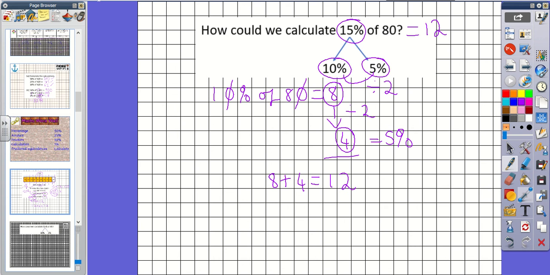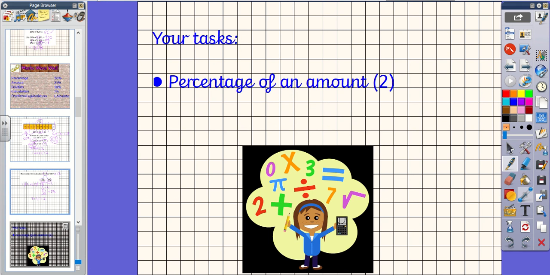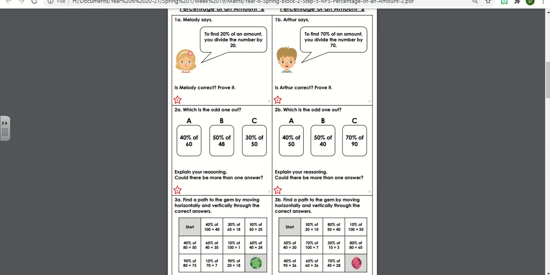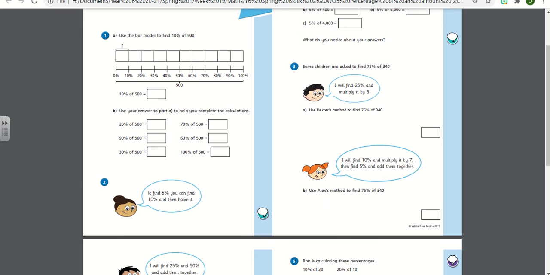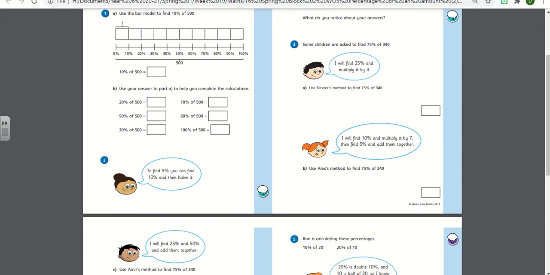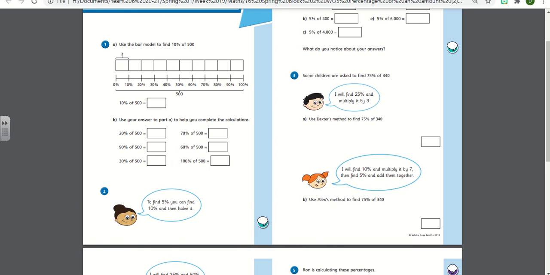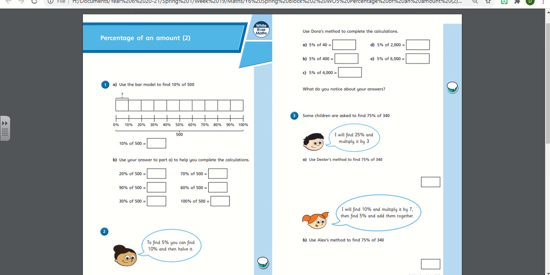Okay, I have used my knowledge of my 10%, and then I have also found out that 5% is half of 10% and used that to work out my answer. So today you are going to be answering different questions based on different percentages, okay? If you know how to work out 10%, you will be able to work out 20% or 90%, for example, all right? We also know now that 5% is half of 10%. So you can find out 10% and then half it.